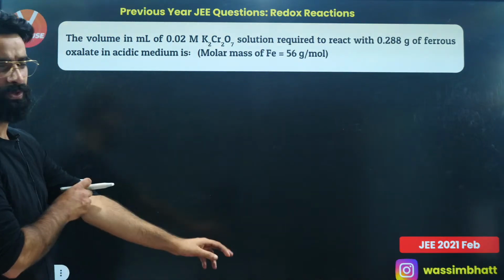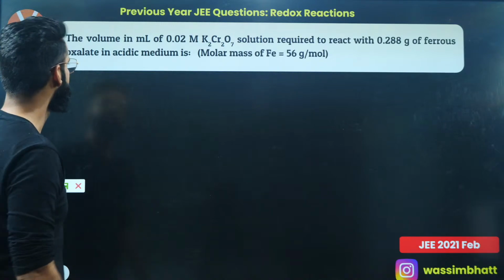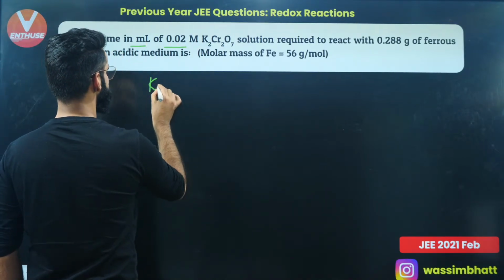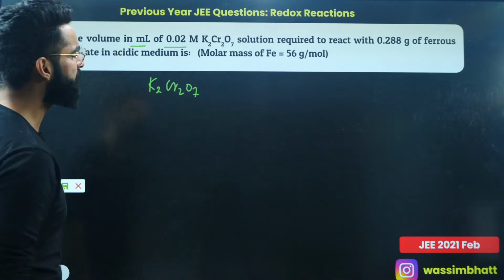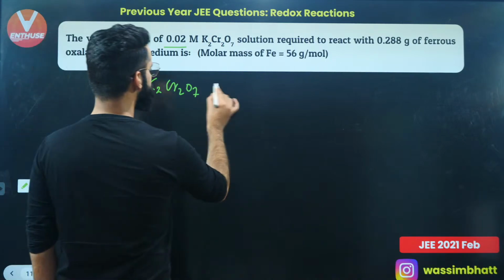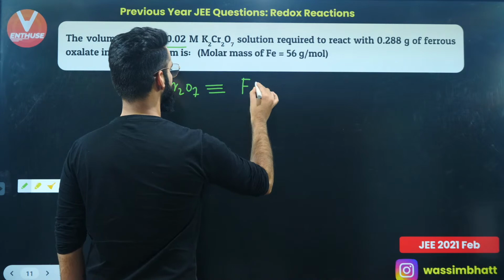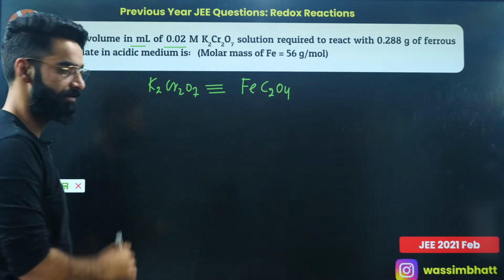See, guys, how this sort of a question is to be solved. Again, a very simple and basic one. Have a look. The volume in ml of 0.02 molar K2Cr2O7. So I'm given with K2Cr2O7, right? Required to react with 0.288 grams of ferrous oxalate. This is ferrous oxalate, right? In acidic medium.